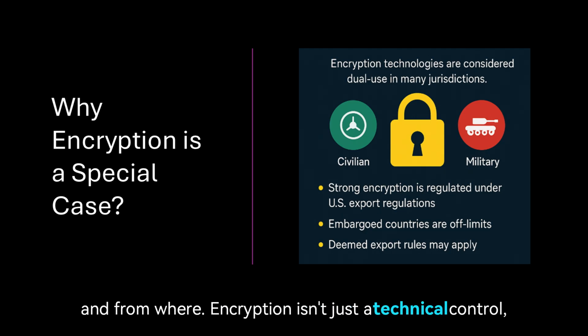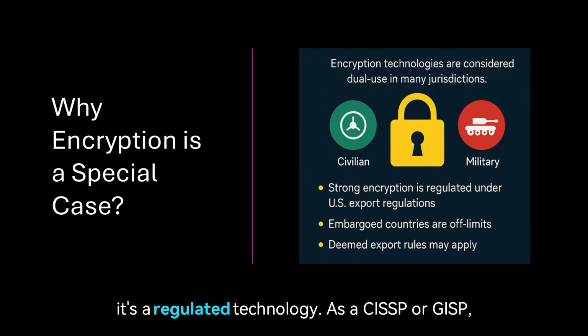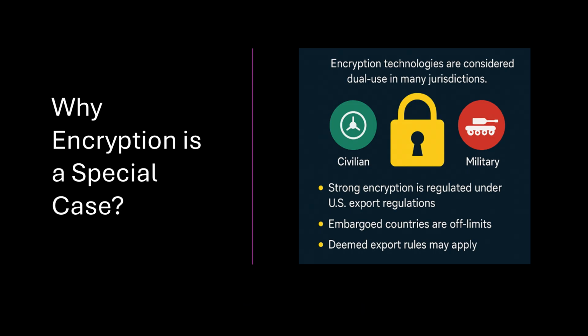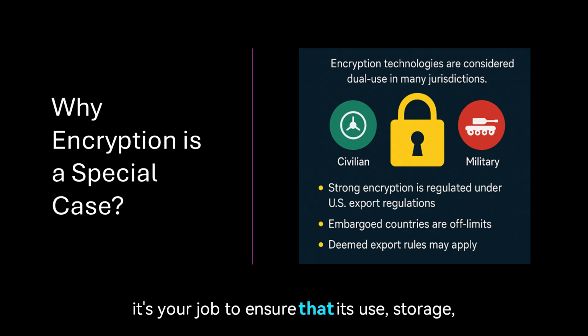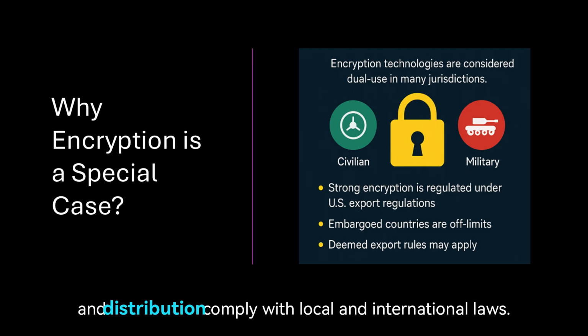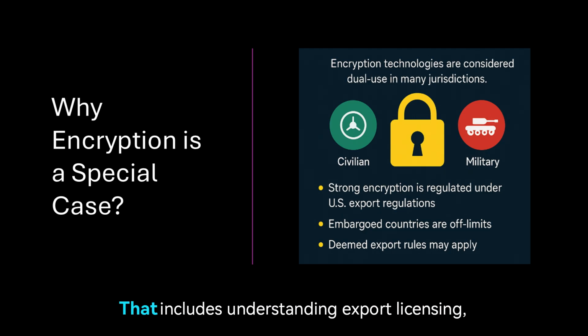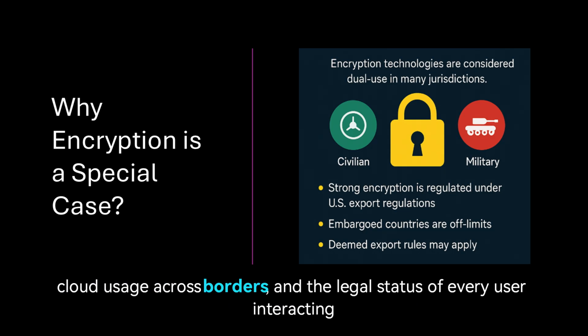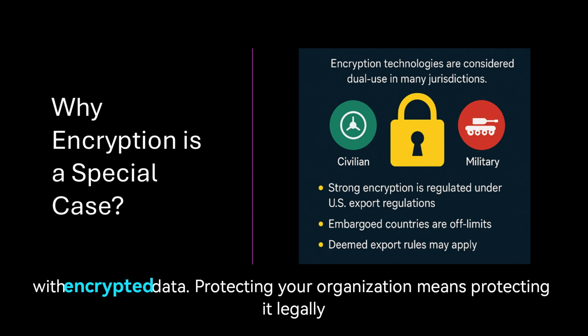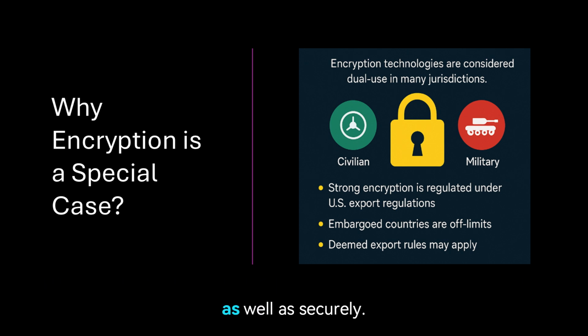Encryption isn't just a technical control, it's a regulated technology. As a CISSP or GISP, it's your job to ensure that its use, storage, and distribution comply with local and international laws. That includes understanding export licensing, cloud usage across borders, and the legal status of every user interacting with encrypted data. Protecting your organization means protecting it legally as well as securely.